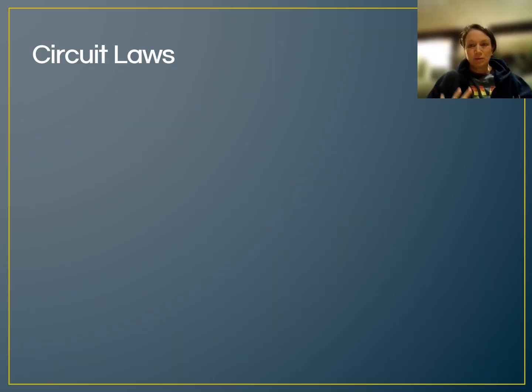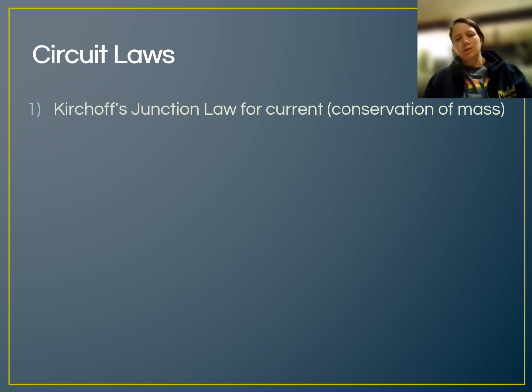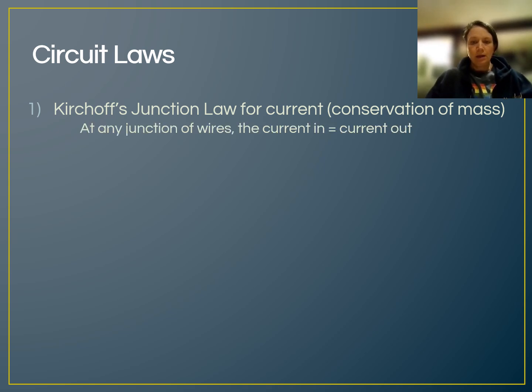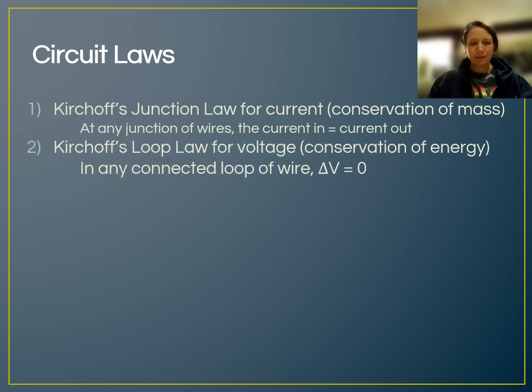Let's start with the circuit laws. These are the big ones you're definitely going to want to remember, and you can cite them by name if you're trying to justify an answer. The first one is known as Kirchhoff's junction law for current, and this law is a formulation of the conservation of mass principle. It basically says that if there's ever a junction of wires, so a place where two or more wires come together, then the current into that junction has to equal the current out. You're not allowed to lose any electrons from a junction.